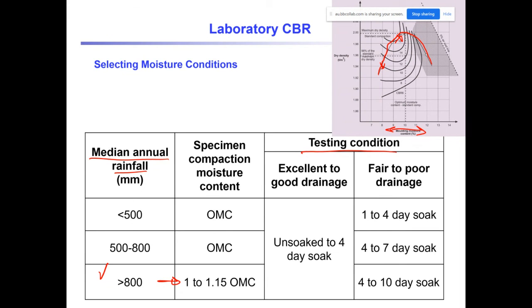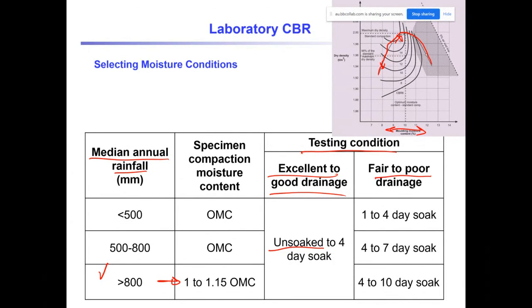The number of days that you need to soak the sample depends on the drainage condition. If you can provide excellent to good drainage condition, you can conduct the test on unsoaked sample. It means that the water cannot trap inside the soil. The drainage condition is excellent. The water can get out of the soil very quickly, so it will not affect the strength of the material.